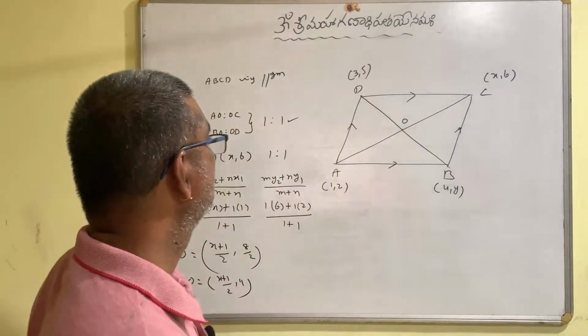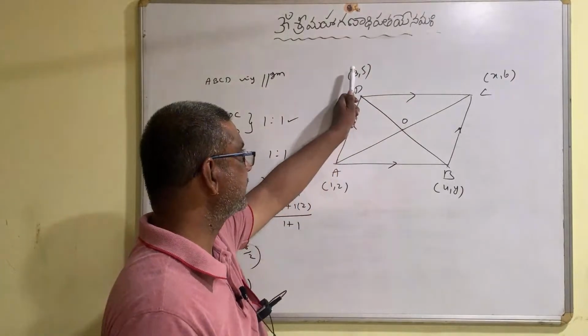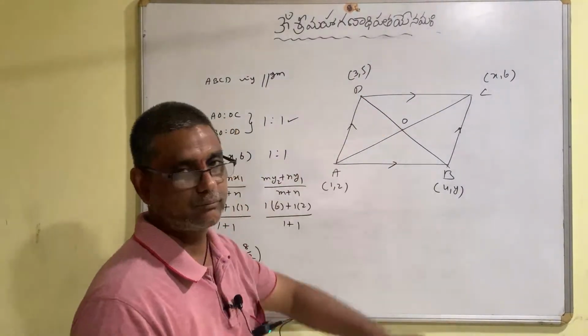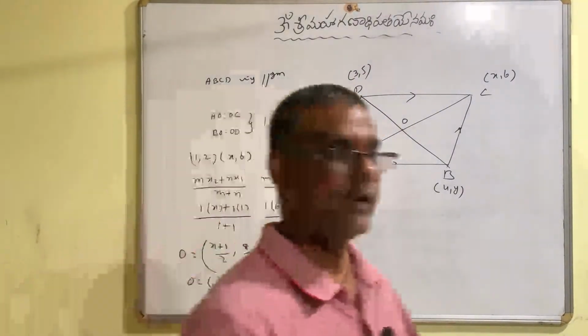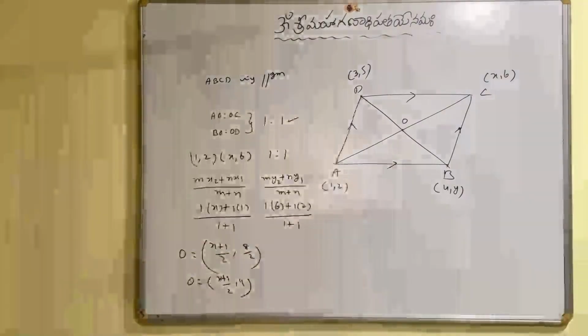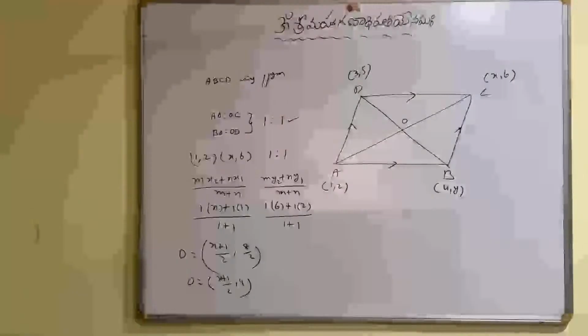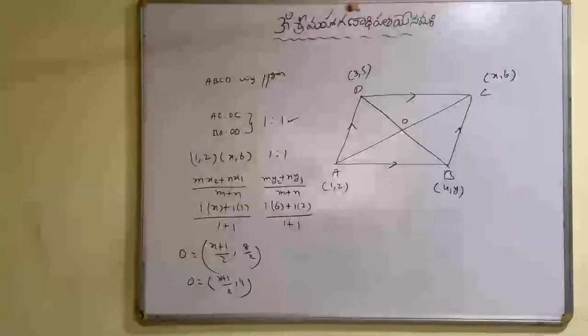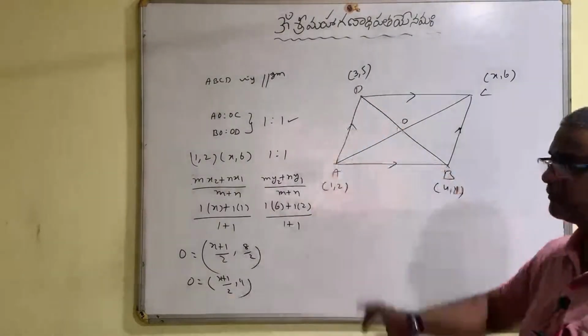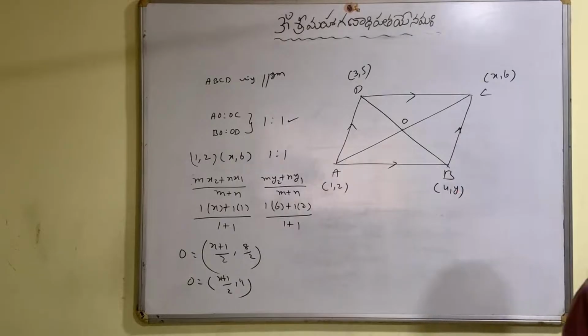Now find out the coordinates of O using the vertices B and D, fast. Use the same ratio, but you have to use vertices B and D. Make it fast.